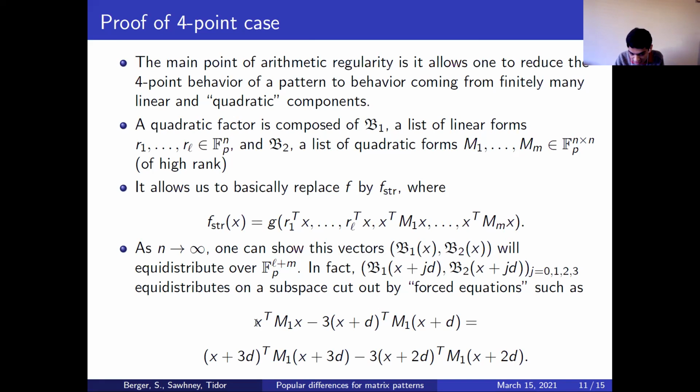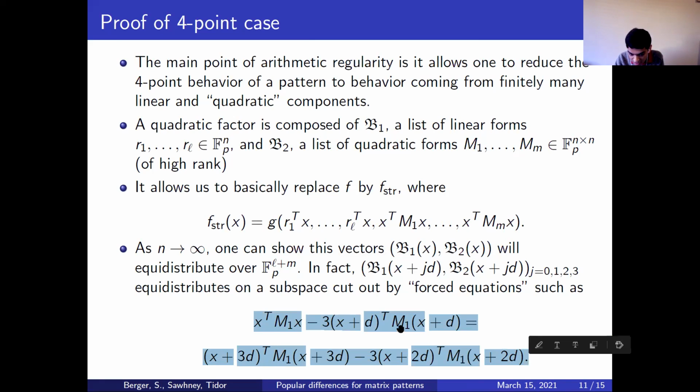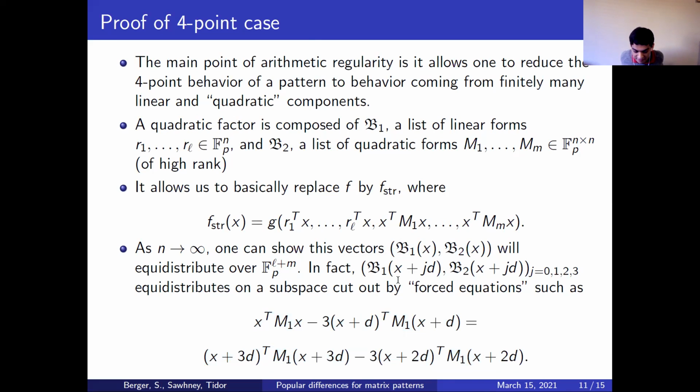For example, there's this equation, which you can think of as the analog of the fact that the third finite difference of the square function is 0. And you can imagine there are similar, actually more, equations involving these linear terms when you plug in x, x plus d, x plus 2d, and x plus 3d. But overall, because I reduced to this finite complexity behavior, I understand it completely. And in this case, I understand it as some equidistribution statement.